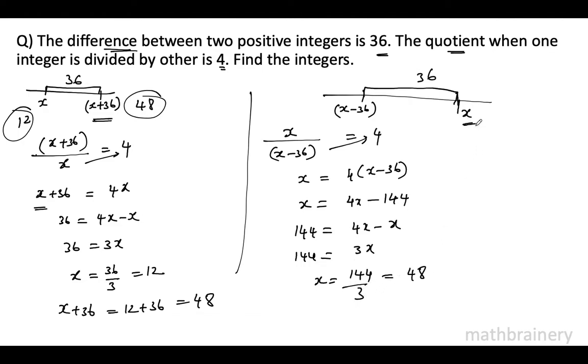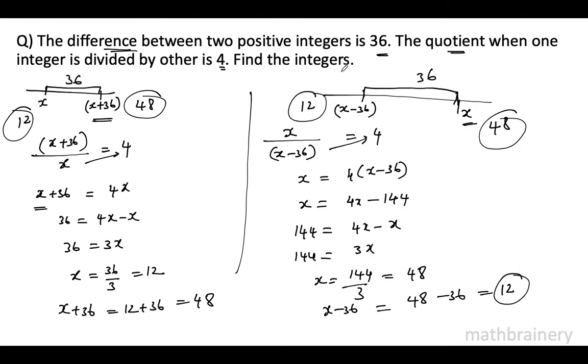That means this value of x is 48. Then what should be the smaller number? The smaller number must be x minus 36, which is 48 minus 36, that is 12. So the smaller number is 12. So the required two integers are 12 and 48.